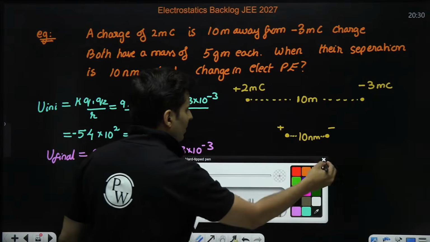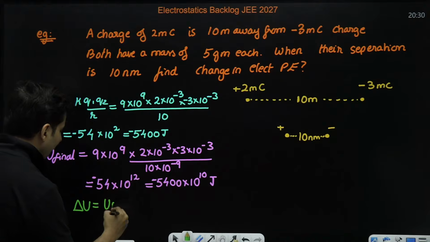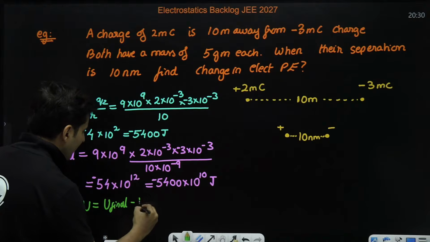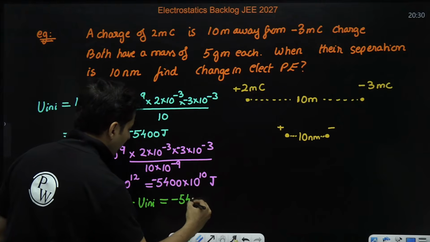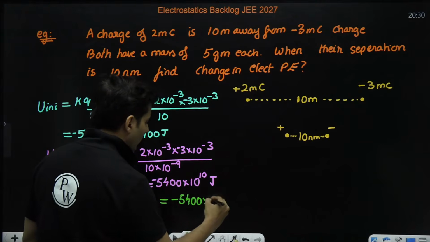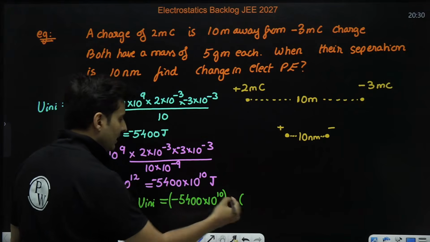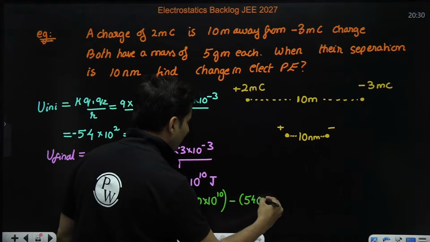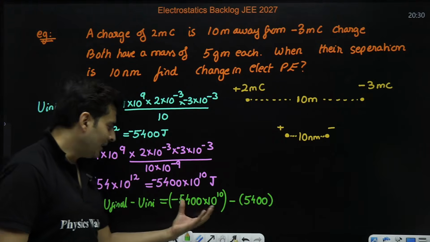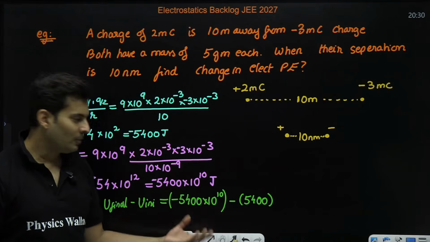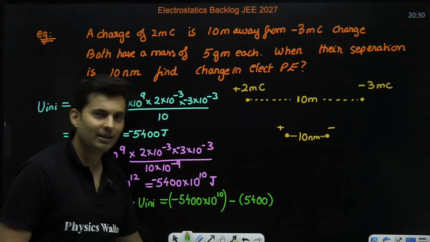So even if you try to find the change of energy, which is the final minus initial energy, the final will be minus 5400 into 10 to the power 10, minus the initial, which is just 5400 joules of energy. This is like, you know what, maybe Elon Musk has, or Bill Gates, or maybe Ambani has. This is what probably I have right now.